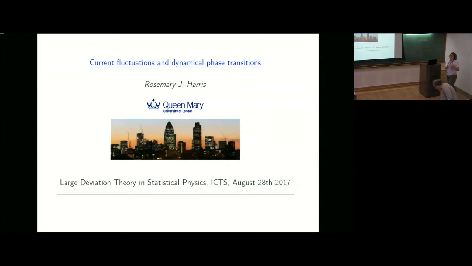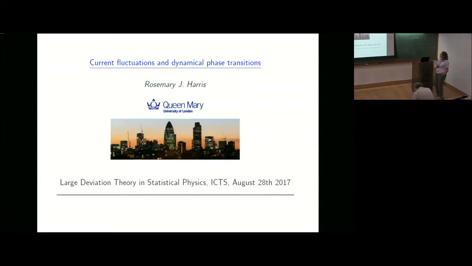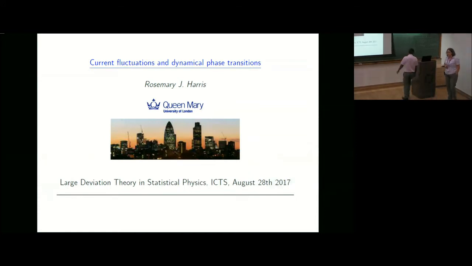So I'm coming rather from the physics side of the people here, and what I want to do today is to talk about some recent work on a couple of different types of models which show dynamical phase transitions in their current fluctuations, and try to explain how that can be understood within the framework of large deviation theory.